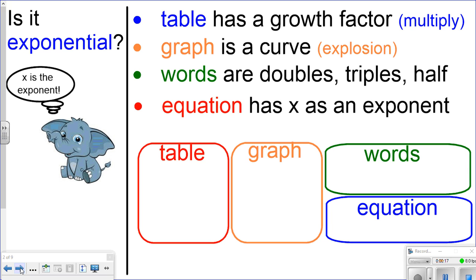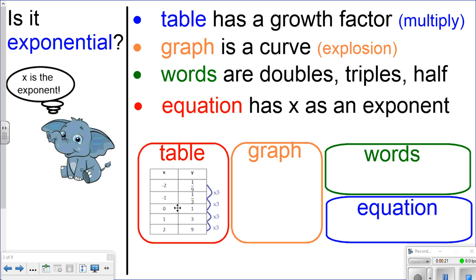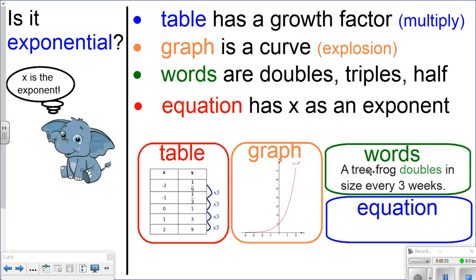So if it's exponential, in your table you're going to have a growth factor, which means you're multiplying by something. In a graph, you're going to see a curve. It'll look like it's starting as linear, like a line, and then you'll see this explosion. With the words, you're looking for something that says doubles or triples or 25% or cut in half. Anything like that will indicate that it is exponential.